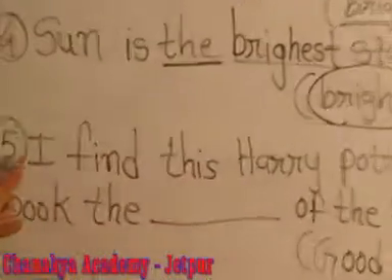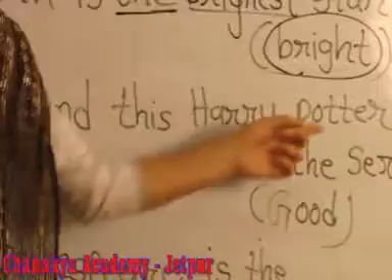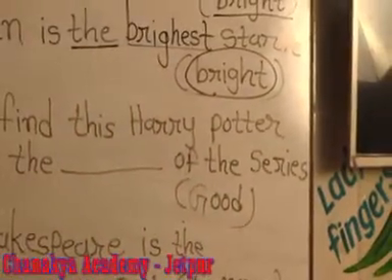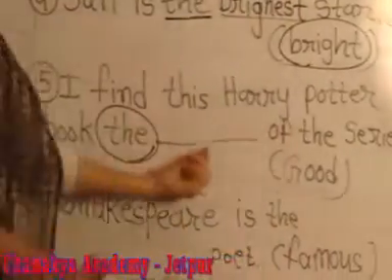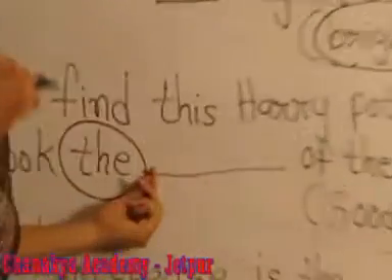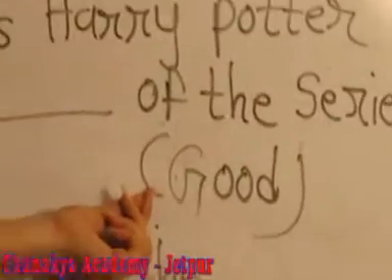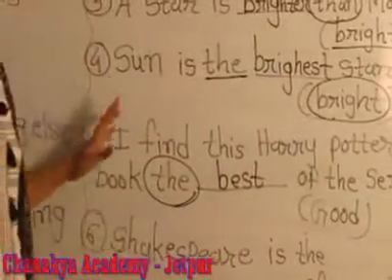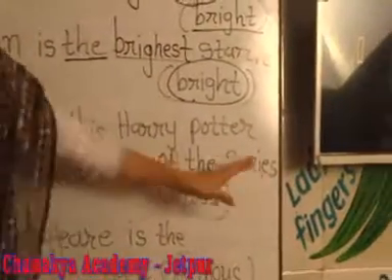The fifth question is, I find this Harry Potter book the blank of the series. First of all, we identify the degree. The is used before the blank, meaning it is the blank of the superlative degree, and the superlative form of the adjective good is best. So we have to put best. Our answer will be, I find this Harry Potter book the best of the series.